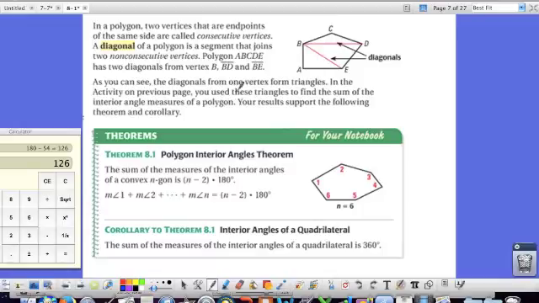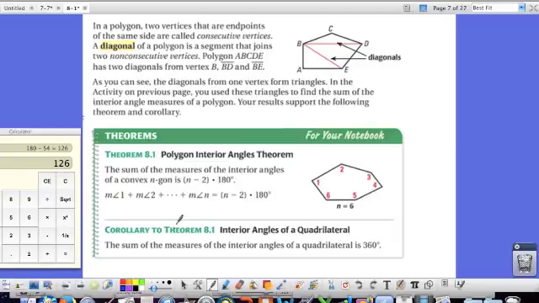We did an activity on the previous page where we found the sum of the interior angle measures of a polygon. So this gives us the polygon interior angle theorem. The sum of the measures of the interior angles of a convex n-gon is (n minus 2) times 180. So however many sides your polygon has, this one is 6 sides, you'd put that in for n. So 6 minus 2 would be 4, times 180 will give you the sum of the interior angles.